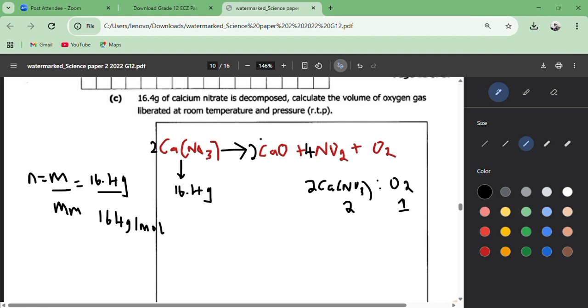No, just the previous one. For molar mass, the coefficient you only use it when doing your mole ratio. That's a good question. We're together.